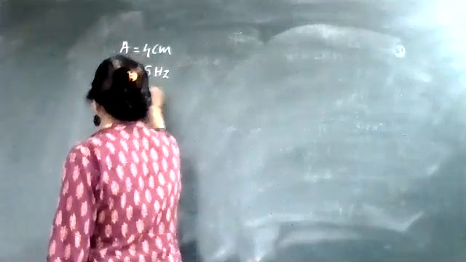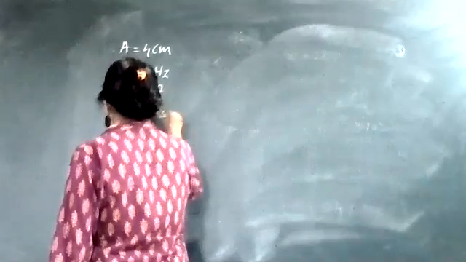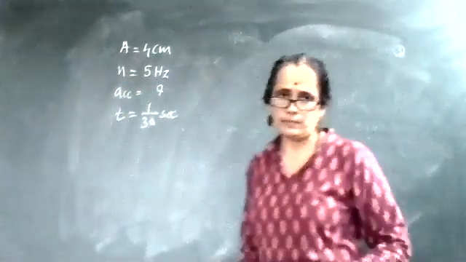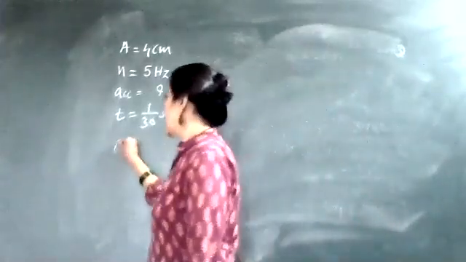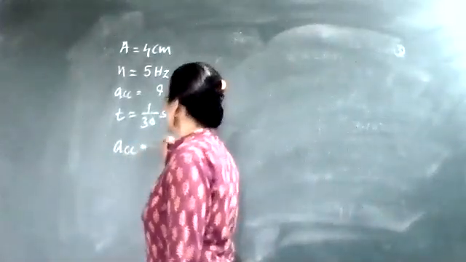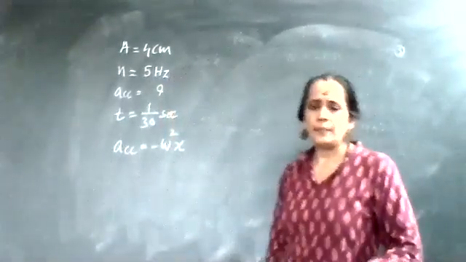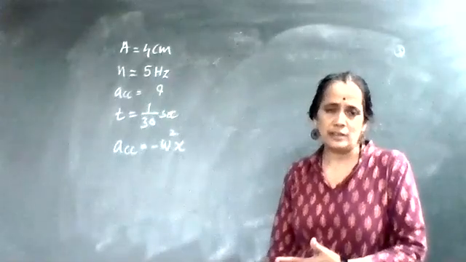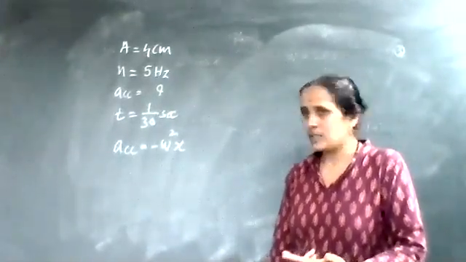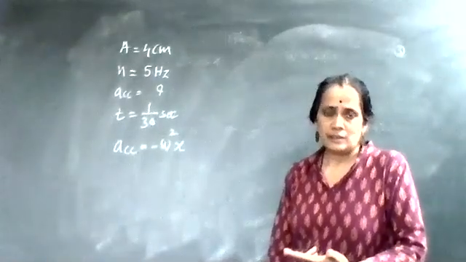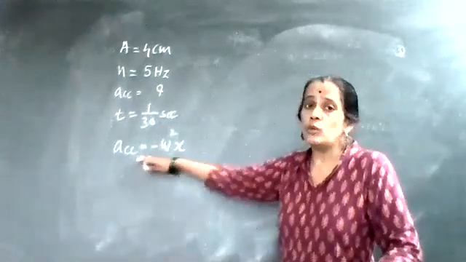You want to find the acceleration when time will be 1 by 30 seconds after it passes from the mean position. Clear? Now, I want acceleration. So I write first the acceleration formula. Acceleration is equal to minus omega square x. This is my acceleration formula. Clear? Now first what I want to find? x as a displacement. Fine? So for displacement, when it passes through the mean position.